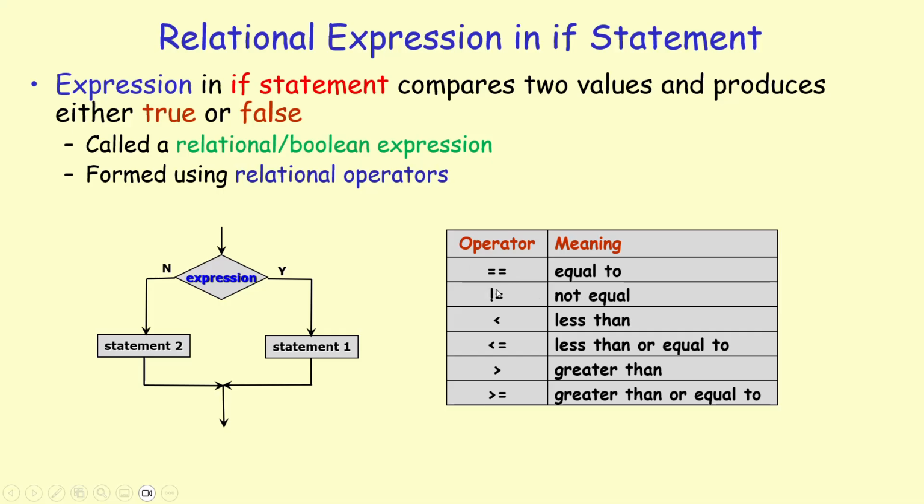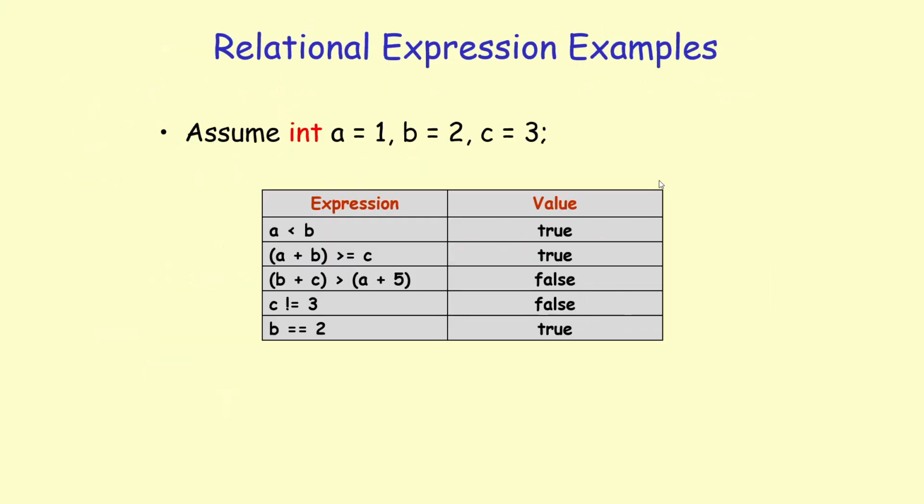For not equal, you simply change the first equal sign to the not symbol, which is the exclamation point. So exclamation point equal means not equal, and the other 4 symbols are what you expect them to be. So less than, less than or equal to, greater than, and greater than or equal to. These operators are available in almost every programming language that you'll learn from now on.